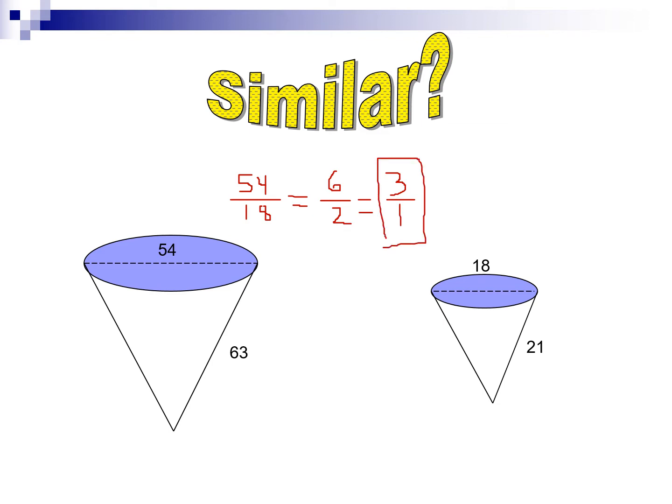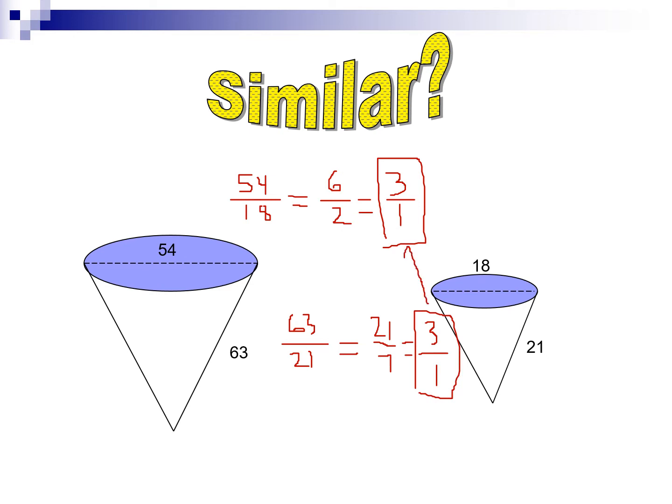Now let's take a look at the slant height. We have 63 for the big one and 21 for the small one. Reduce it. Looks like, I mean, not 9, 3 goes into that. 3 goes into 63 21 times. 3 goes into 21 7 times. And if we keep on reducing, we have 3 over 1.